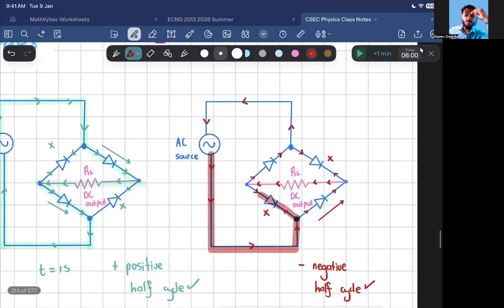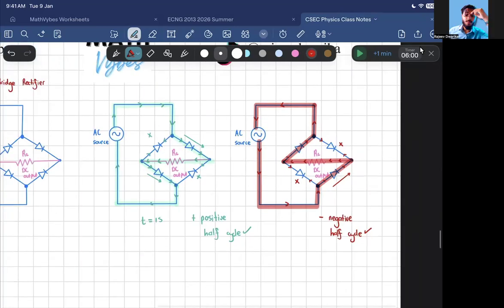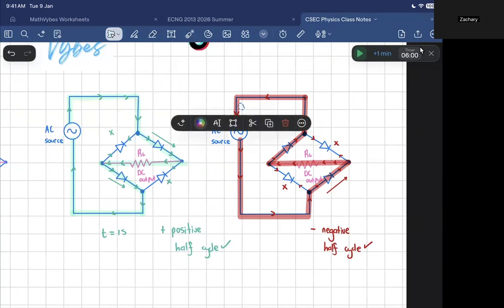Tell me guys, would current flow in this direction? No. Would current flow in this direction? No. It's going to flow through the resistor. Is current going to flow in this direction? No. And the convenient thing is, in both instances, the current that goes through the resistor is in the same direction.